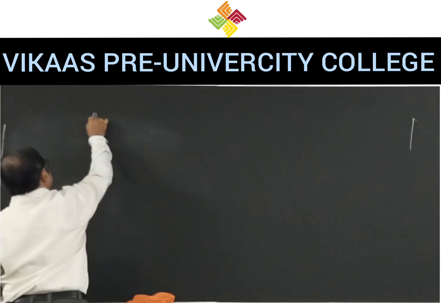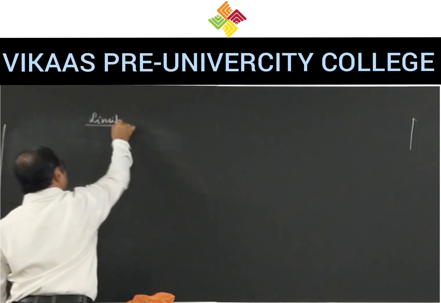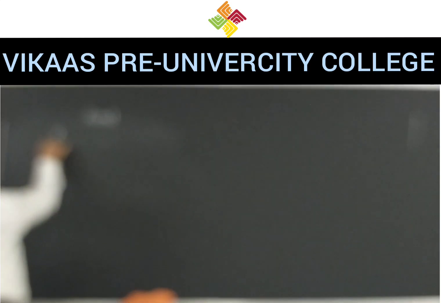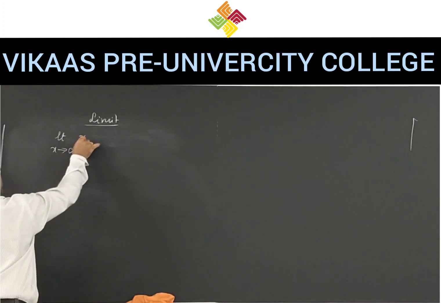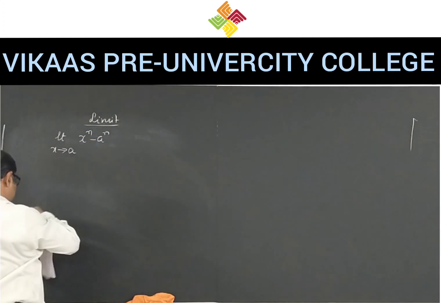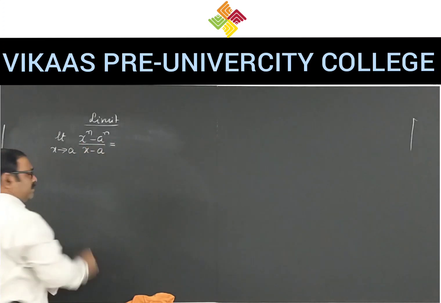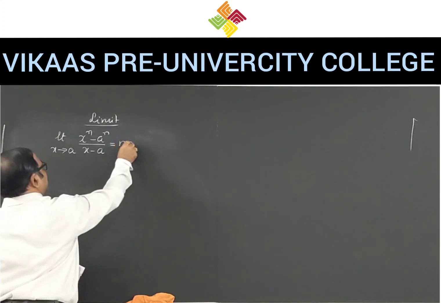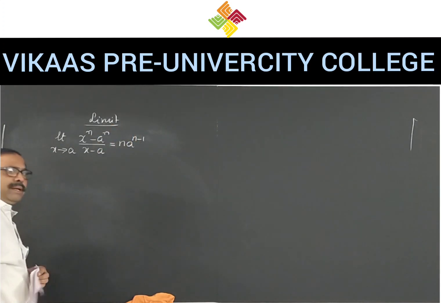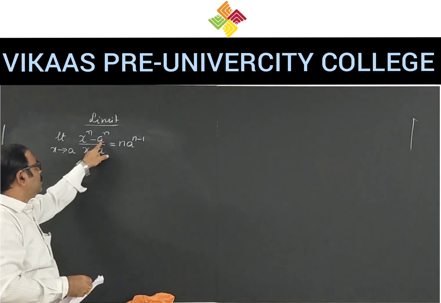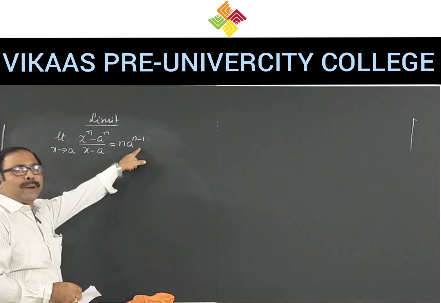Students, I will be continuing the limit chapter. Last class I proved a theorem: limit x tending to a of (x power n minus a power n) by (x minus a) is equal to n into a to the power n minus 1.